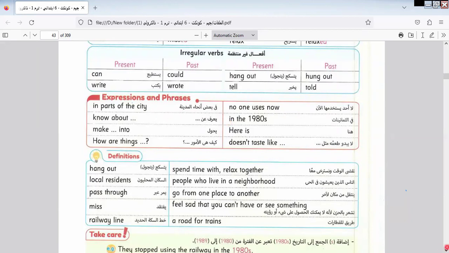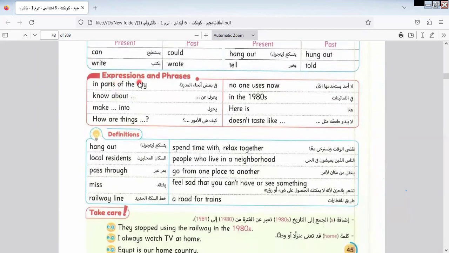Let's go to another one here. Let's go to another item here. Here we have some expressions and phrases about parts of the city.